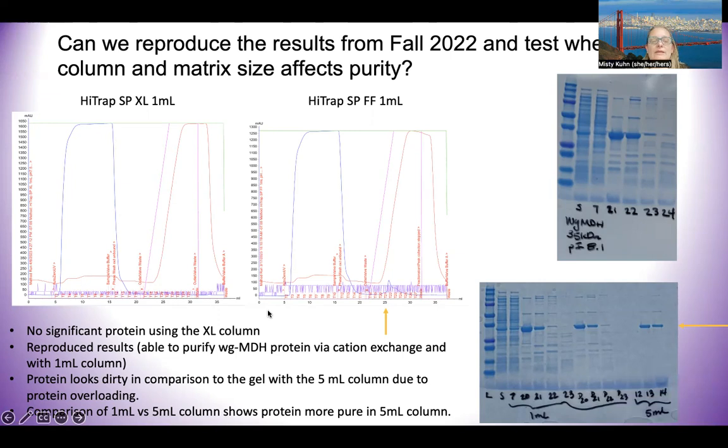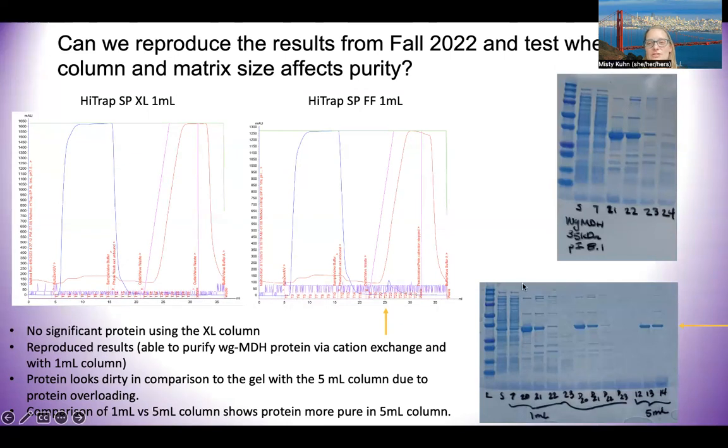And then when they ran the gel, in this case, they ran the gel on the supernatant, any of the flow through, and then the different fractions that they got. And they compared their results from the 1 mL column with the 5 mL column. If you look down here, this band right here belongs to the watermelon protein. And what they initially thought was, oh no, it didn't reproduce the results at all, because we have a darker band here and we have all these impurities.